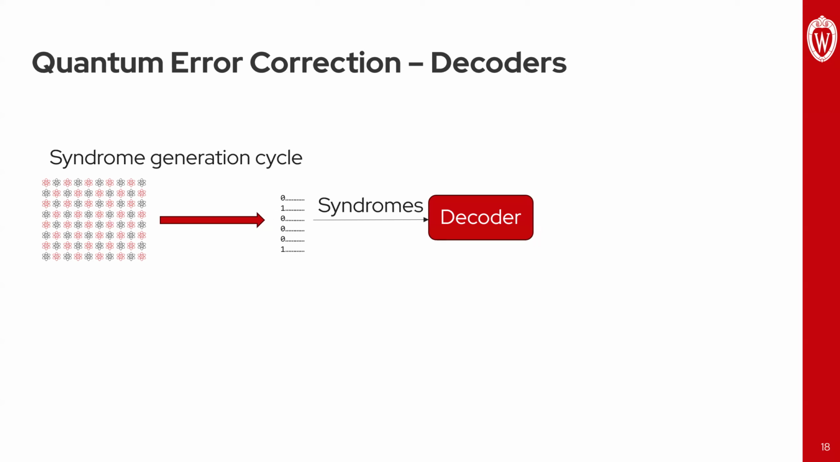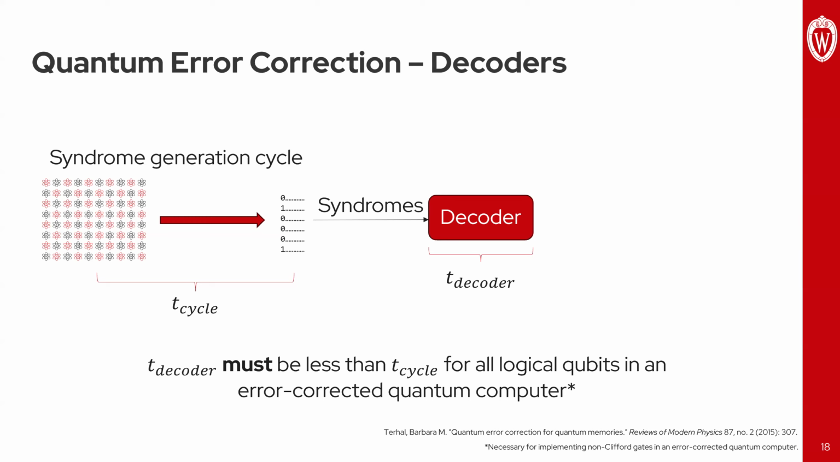So now coming to these decoders, let's say the time taken to measure one set of syndromes is the cycle time of your quantum error correction code. So this is the syndrome generation cycle. Let's say the time taken by the decoder to decode these syndromes is T decoder. Now, a necessary condition for universal, error-corrected, fault-tolerant quantum computing is that the time taken by the decoder must be less than the time it takes for you to generate one set of syndromes.